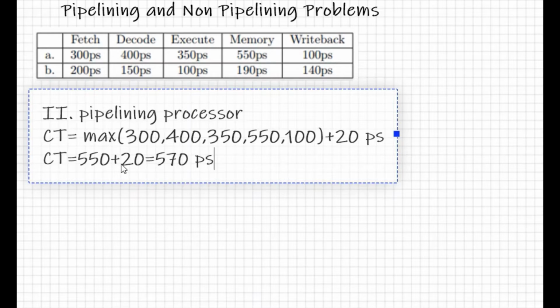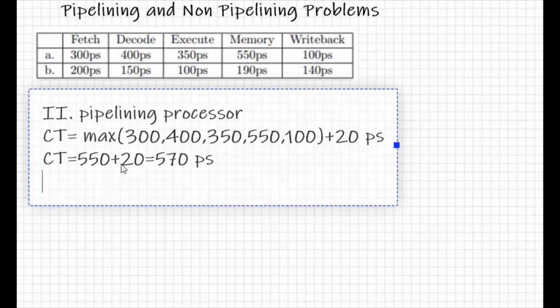Now find the latency. In the pipelining system, latency will be your cycle time multiplied by the number of stages.